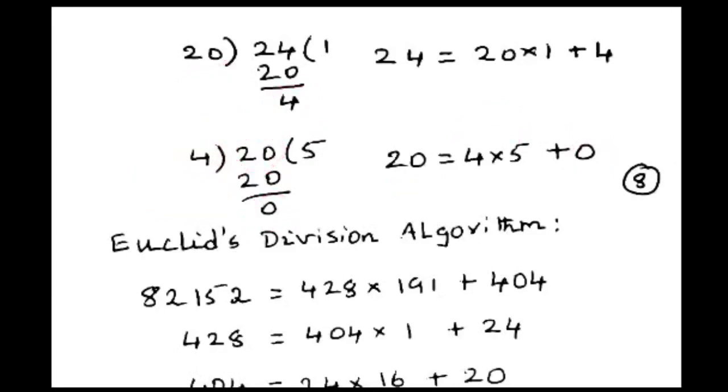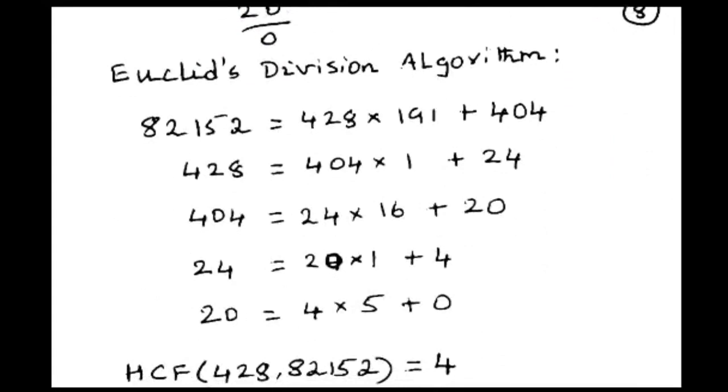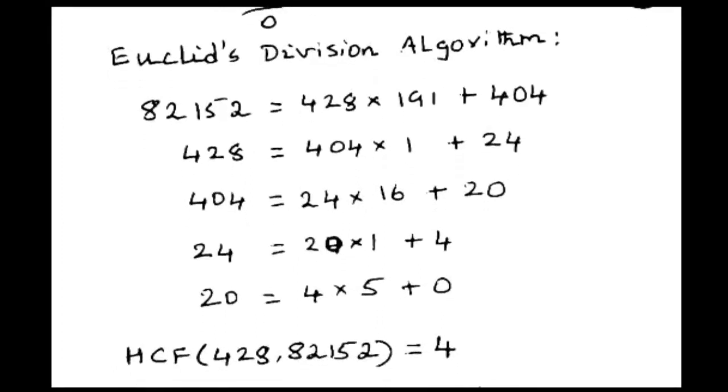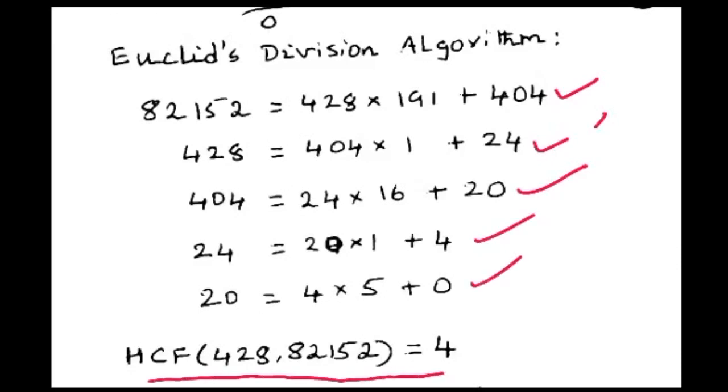Now we note down all the steps of Euclid's algorithm, and finally we write HCF of 428 and 82,152 is the divisor 4. That means in the last step we got 0 as the remainder. Therefore, the divisor 4 becomes the HCF.